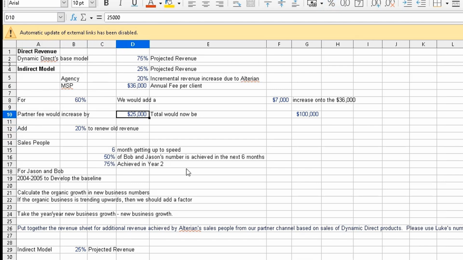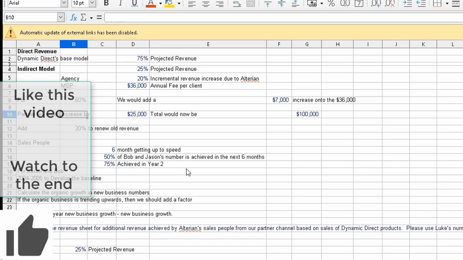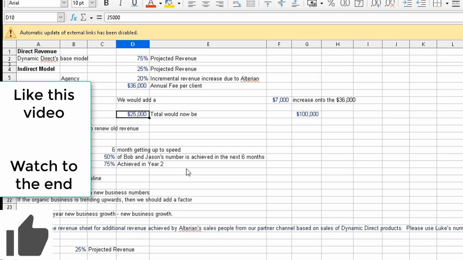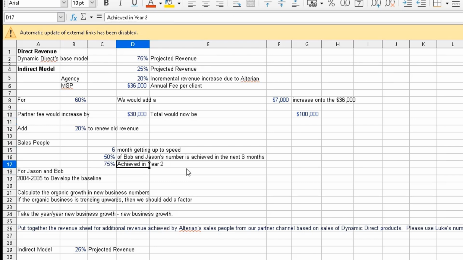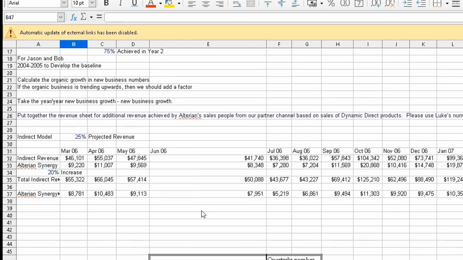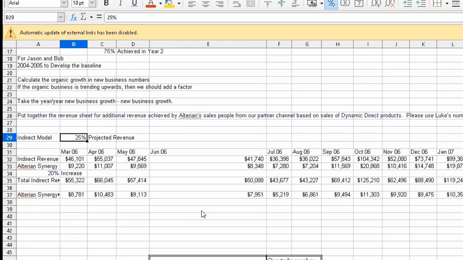Partner fee would increase by, your assumption would be 25,000, but then let's say I increased it to 30,000, right? Then all the numbers would change. It would flow through, or at least it's supposed to. I mean, this model is over 15 years old, so I'm not sure if everything is still linked up. Let me see, indirect model, projected revenue, increase it to 30%. Yeah, so you see what I did here? The indirect model, you increase it. Previously, it was 25%. Then you increase it to 30%, and then everything flows through.